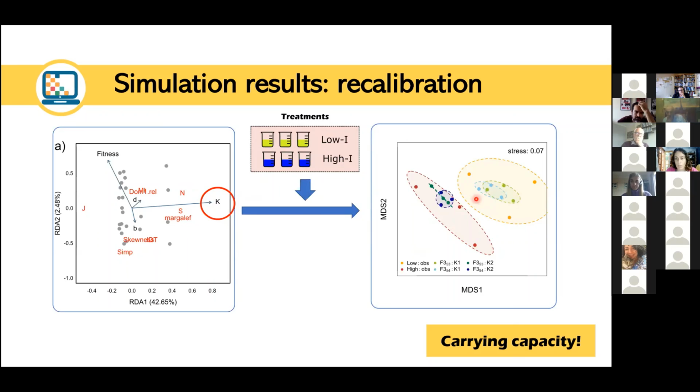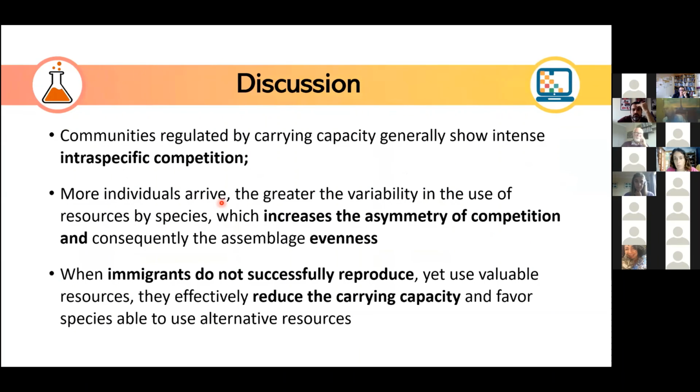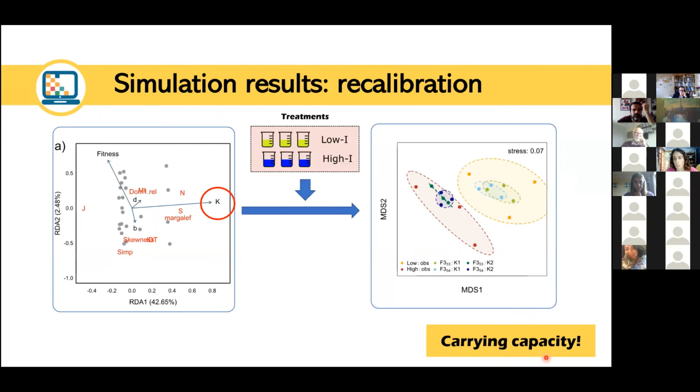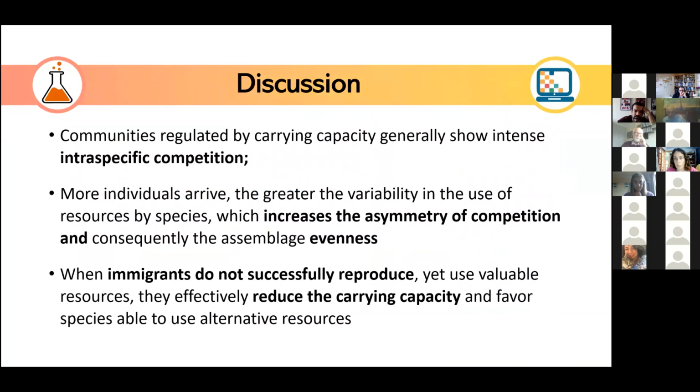So both low treatments simulated, the smaller ones, are inside the observed, and both simulated high immigration treatments were inside the observed high immigration treatment. So we can also consider that carrying capacity was the main factor regulating, the key factor.